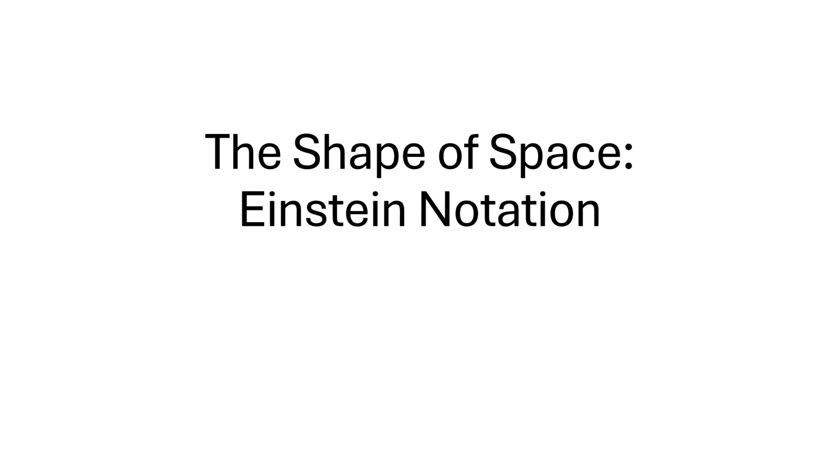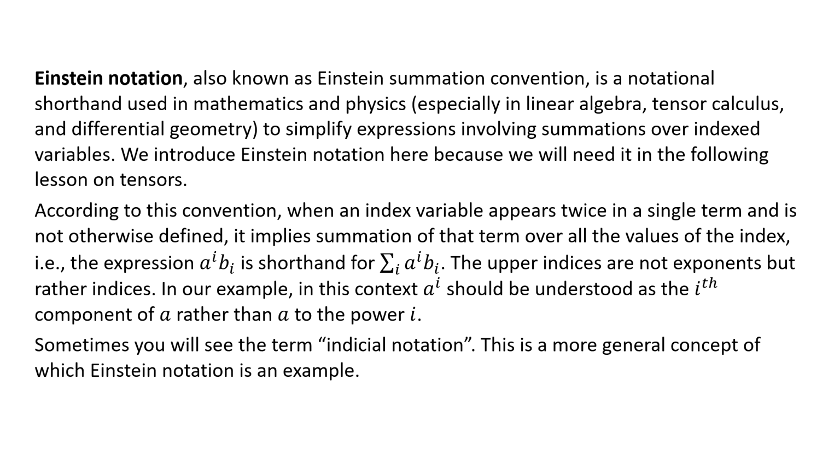This lesson is on the Einstein notation, and I'll follow this up with several lessons on tensors which make use of the Einstein notation. Einstein notation, also known as Einstein summation convention, is a notational shorthand used in mathematics and physics, especially in linear algebra, tensor calculus, where we're going to use it in the next lesson, and differential geometry, to simplify expressions involving summations over indexed variables.